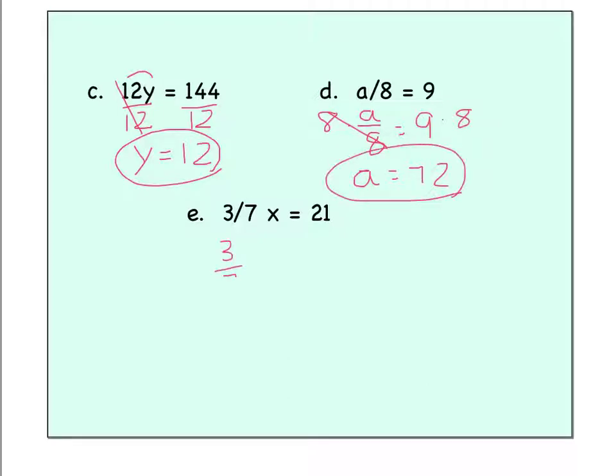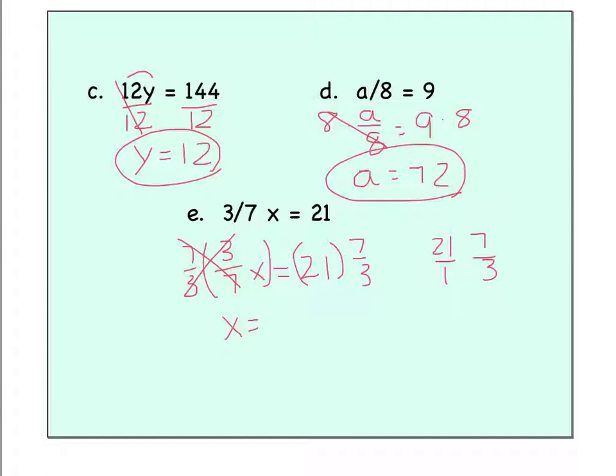Now with problems like this next one, whenever we have a fraction next to a variable, we want to multiply by the reciprocal. So I'm going to multiply both sides by 7/3. Okay, 7s will reduce, the 3s will reduce, we're left with x. And here we've got 21 over 1 times 7 over 3. The 21 and the 3 could reduce to 7, and 7 times 7 would give us 49.